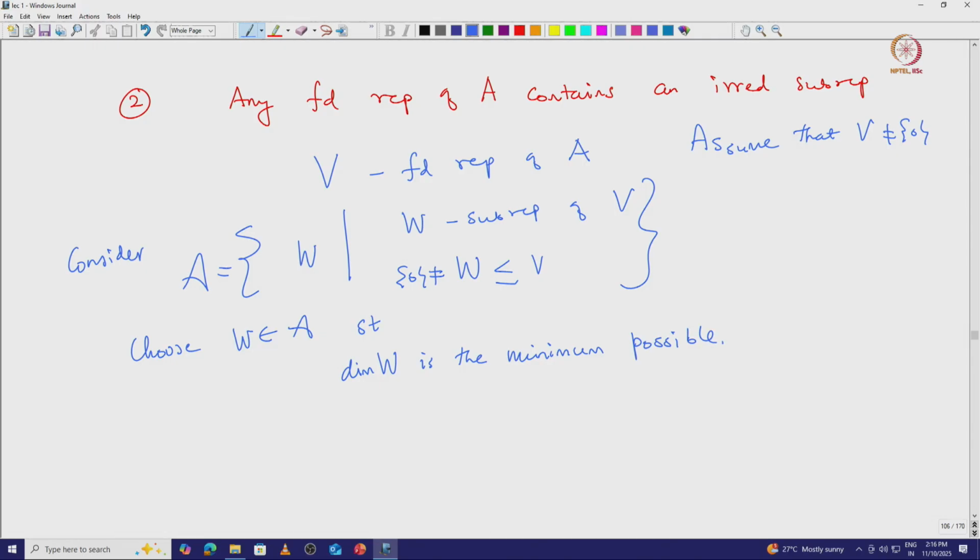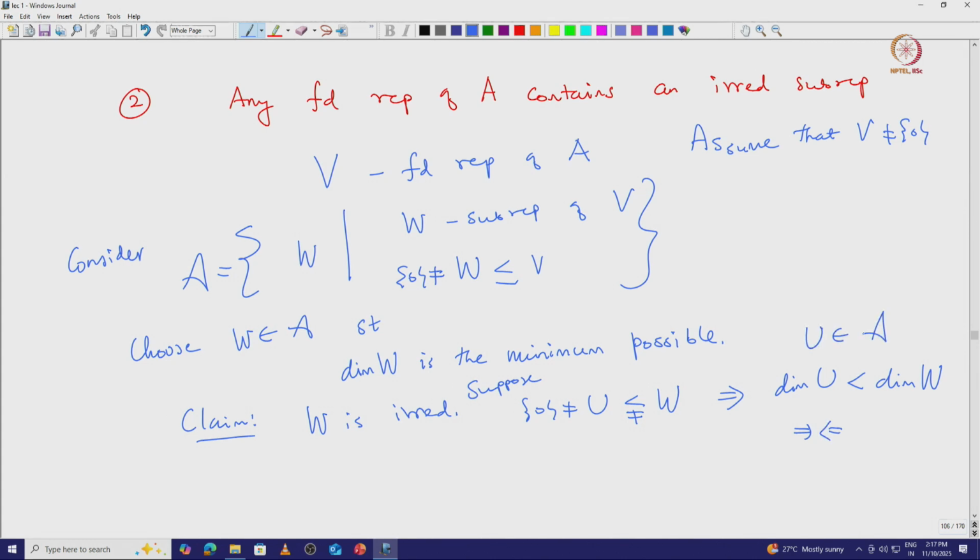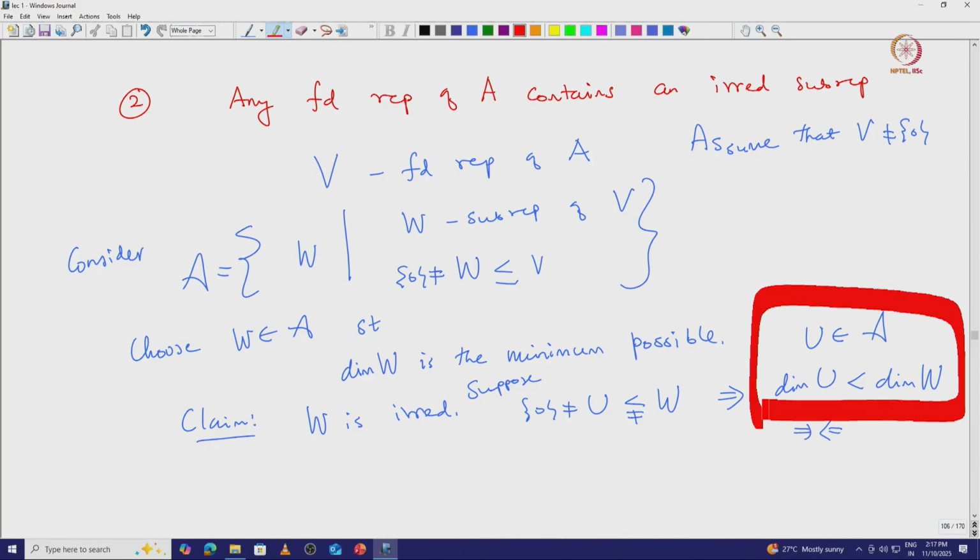If we choose a subrepresentation that has minimum possible dimension, then it is immediate that it must be irreducible. The claim is W is irreducible, because if it has some proper non-zero subrepresentation, let us call it U, then the dimension of U is strictly less than the dimension of W. That leads to a contradiction because U is an element of script A. So these two properties give us a contradiction, and we have W irreducible inside capital V.